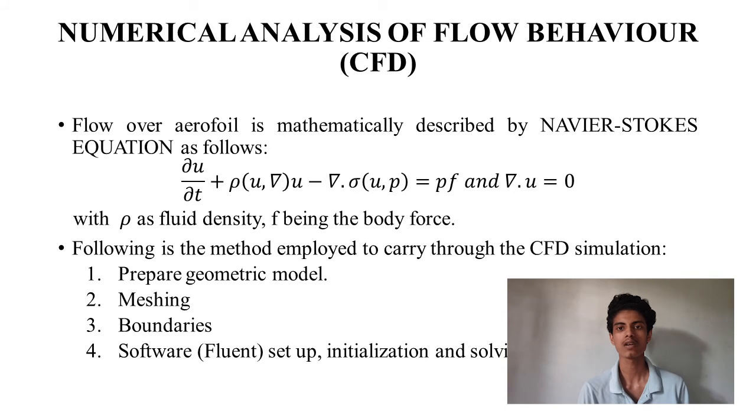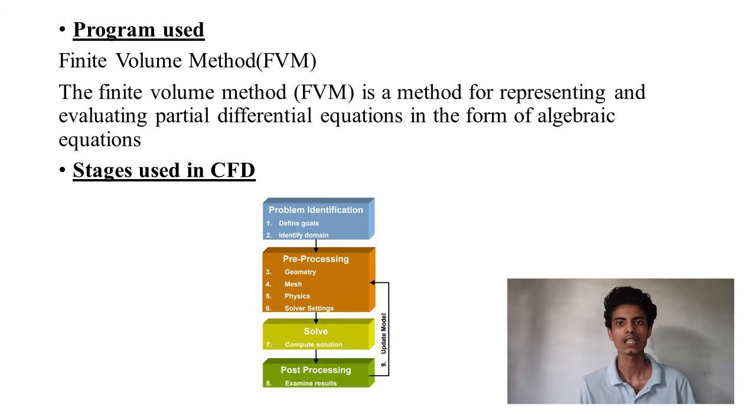The NACA 0015 aerofoil is a symmetrical aerofoil, the 00 indicating that it has no camber. The 15 indicates that the aerofoil has a 15% thickness to chord length ratio. The method used here is the finite volume method. The finite volume method, or FVM, is a method for representing and evaluating partial differential equations in the form of algebraic equations.